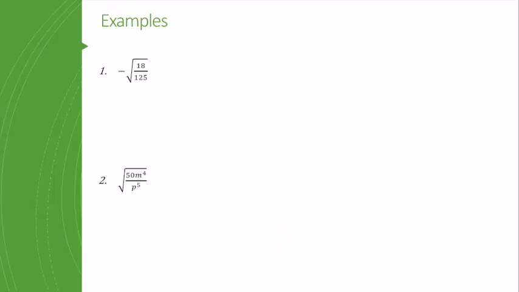We'll talk about that in a couple more slides. Okay, I'm going to go ahead and simplify this. This is negative square root of 18 over square root of 125. Remember, 18 is 2 times 9, so it's going to factor to 3 square root of 2. 125 is 5 cubed, so this is going to simplify to 5 square root of 5.